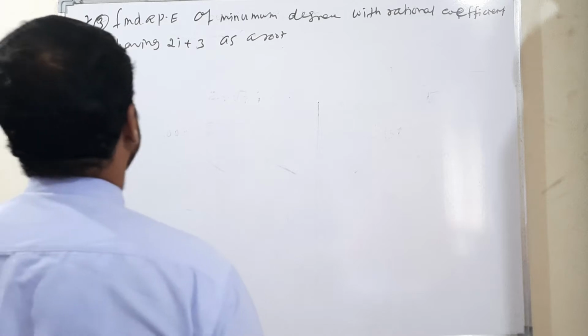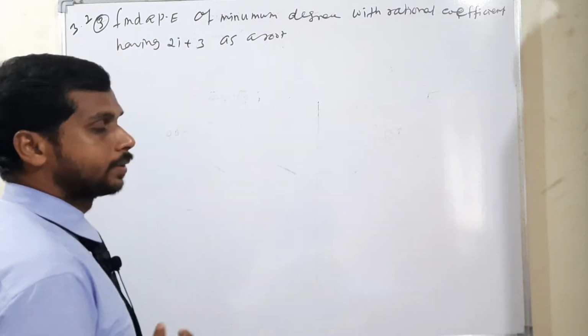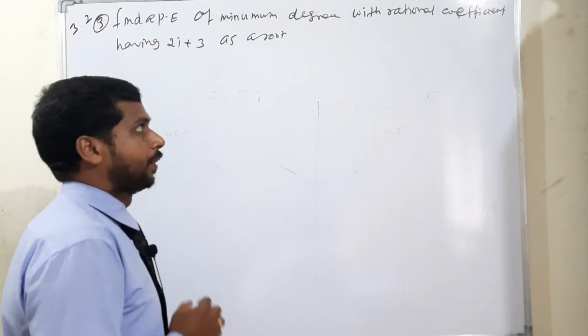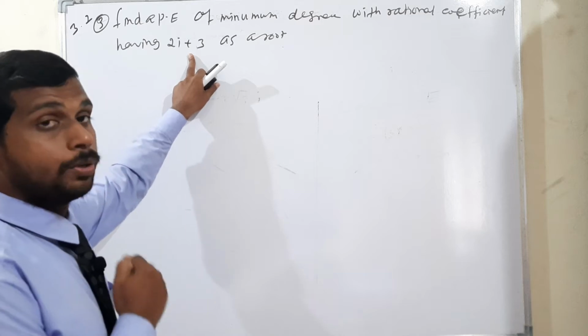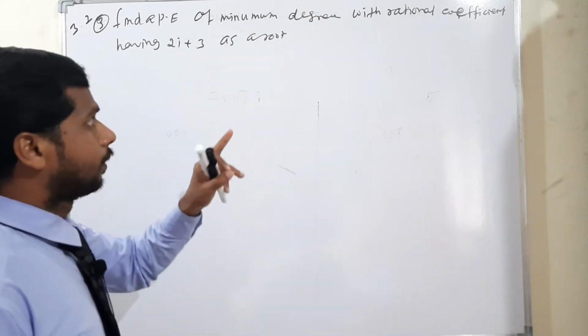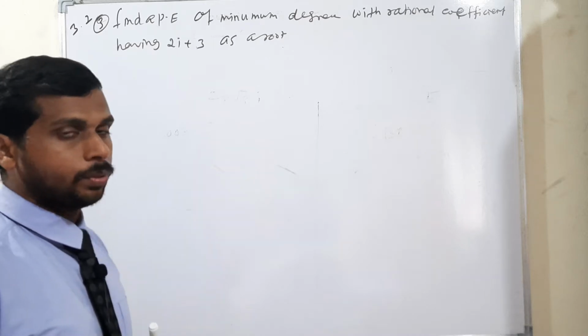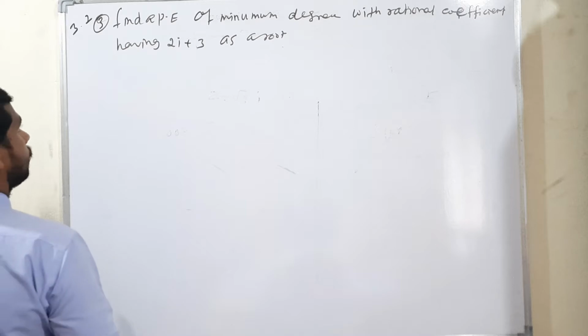Question number 3. Find a polynomial equation of minimum degree with rational coefficient. The same line, isn't it, as the previous question. Here also a square root is available in the question, but there is no square root in the given root, isn't it? But the condition is also rational coefficient. What is the meaning of rational coefficient? Without square root.